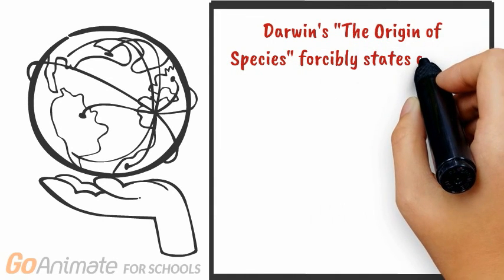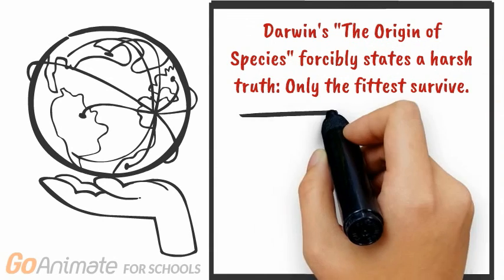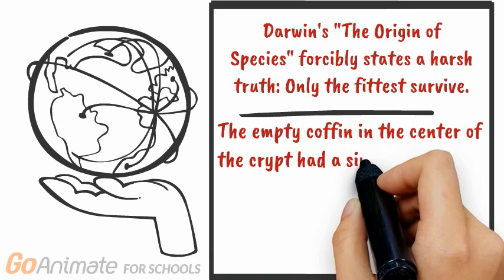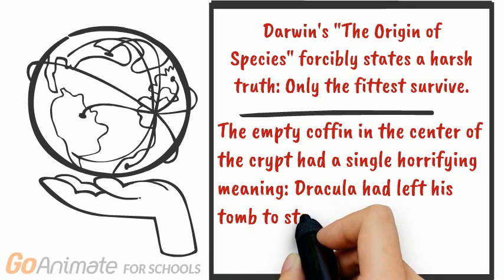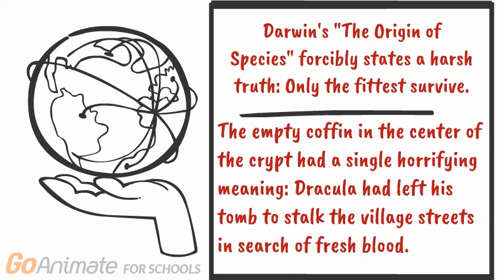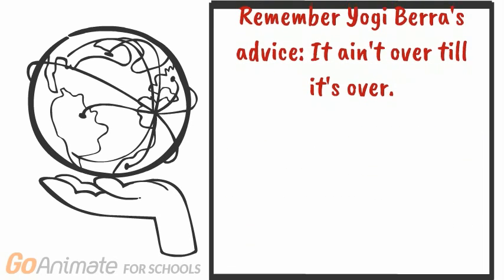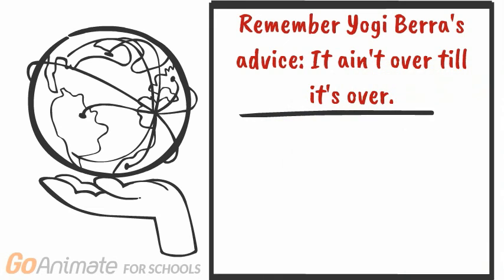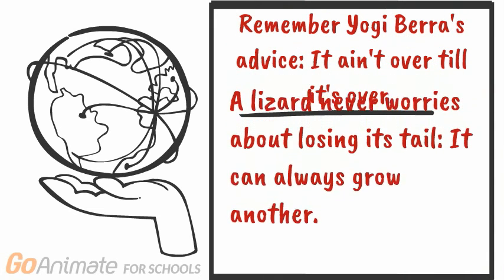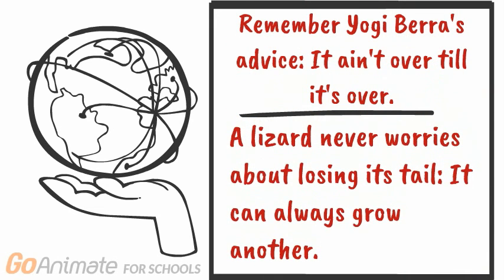First, Darwin's The Origin of Species forcibly states a harsh truth: Only the fittest survive. Next, the empty coffin in the center of the crypt had a single horrifying meaning: Dracula had left his tomb to stalk the village streets in search of fresh blood. Remember Yogi Berra's advice: it ain't over till it's over. A lizard never worries about losing its tail: it can always grow another.